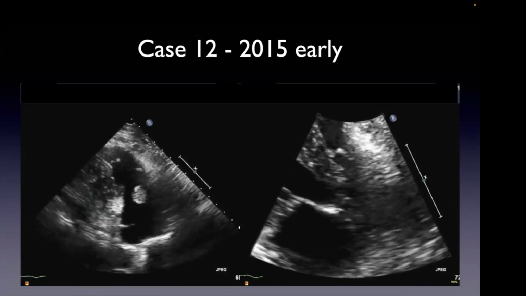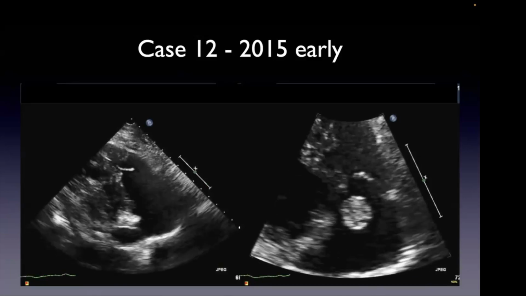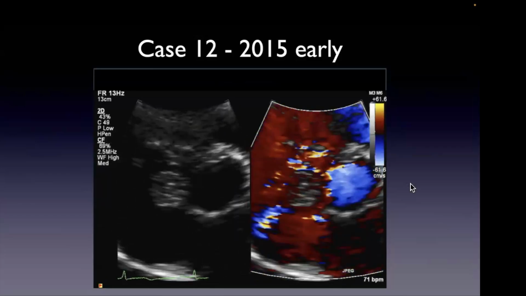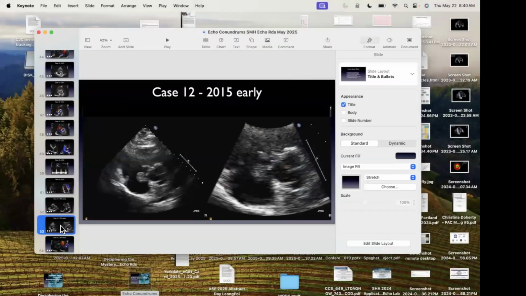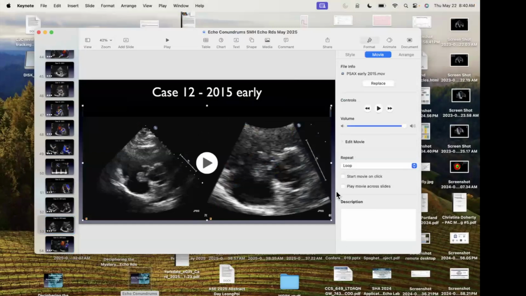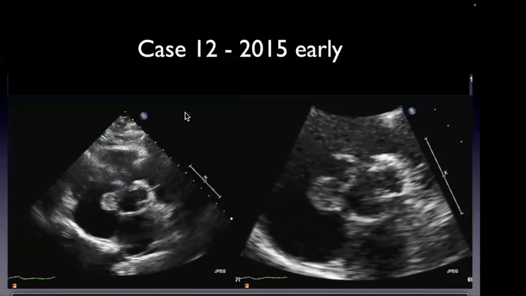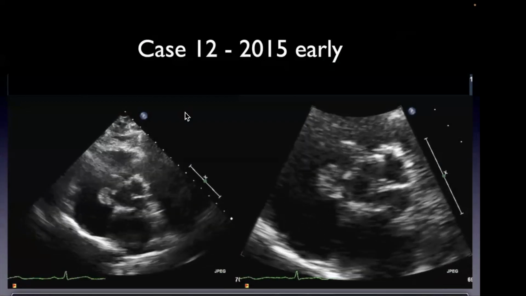It's not as echo-lucent. There's no lumen, right? There's no echo-free space that we saw before. Someone said, is it clotted? Yeah, so the question is whether or not it's thrombosed off.